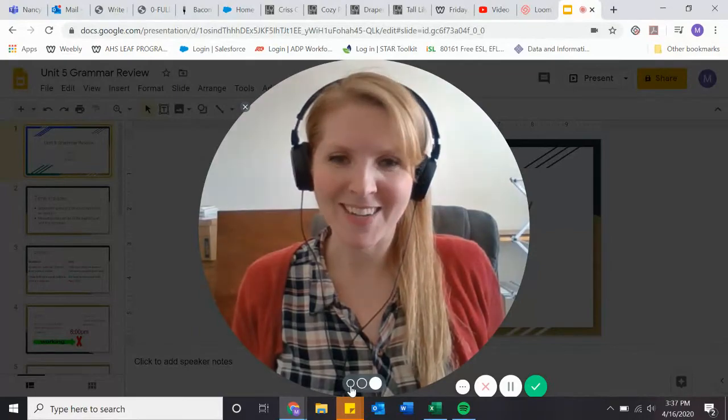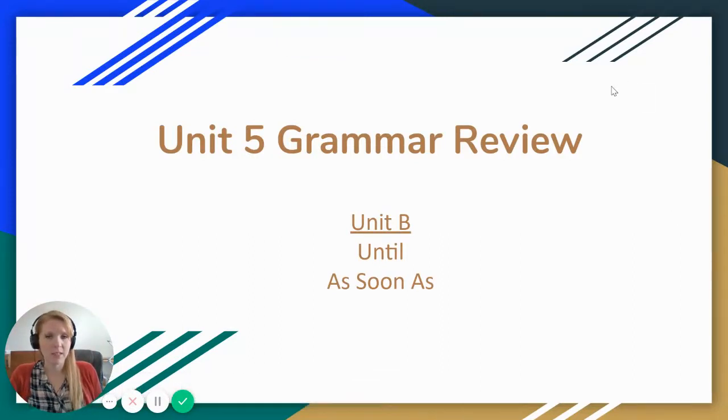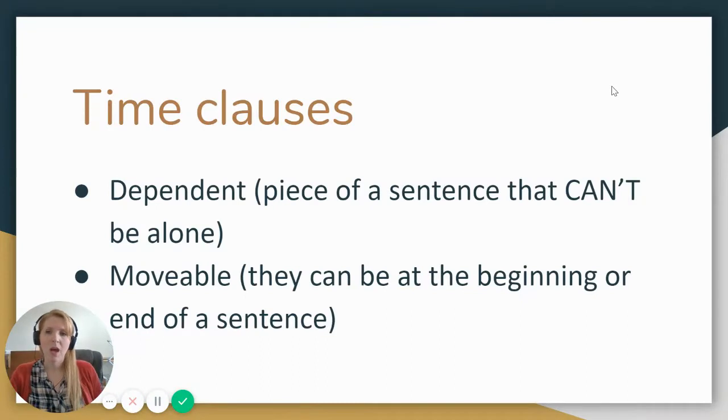Okay, so let's get started. So like I said, this grammar was in Unit 5, Lesson B. Until and as soon as, we use both of those with time clauses. And now time clauses have two characteristics. First, they are dependent. This means that they need another part of the sentence to finish them.